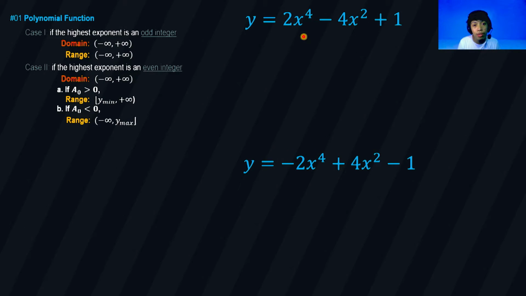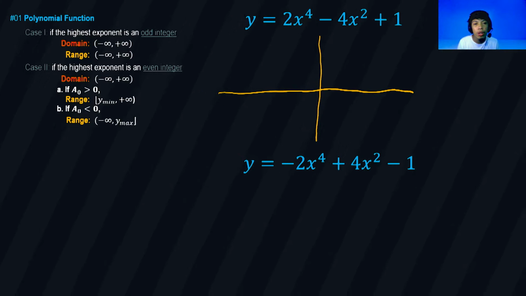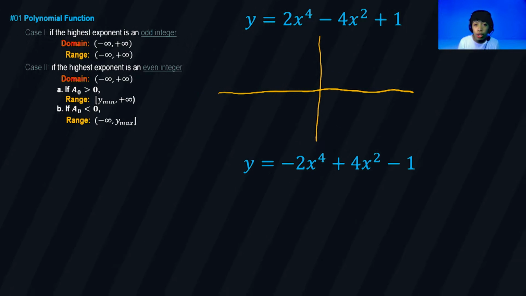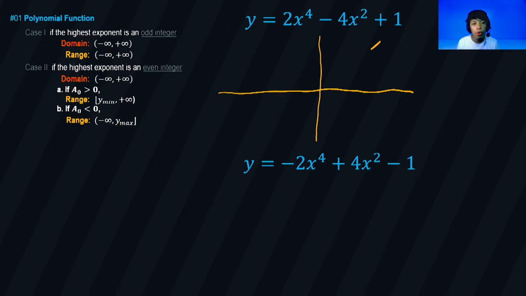Okay, suppose we have this one. Okay, let me draw the behavior of the graph. And let me explain what is that y min and y max. Now take note that the highest exponent is even, that is 4, and the value of your AO is positive. So it falls under letter A. Positive kasi yung AO mo. Take note, pag positive ang AO mo, or the numerical coefficient of the highest degree term, your graph would always start at quadrant 1. Quadrant 1 siya.